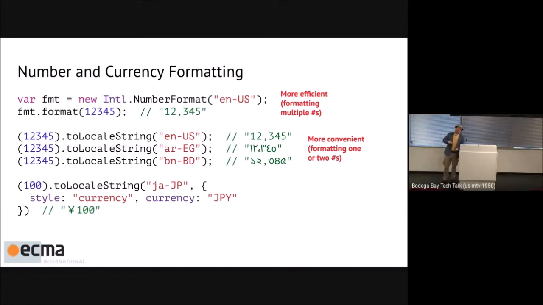So if you're formatting a lot of numbers, like a whole spreadsheet full of numbers, you probably want to use the version on top. However, if you're just formatting one or two numbers and you don't care about performance, it's fine to use the one on the bottom. That's more convenient. So that's when you'd want to use the top version versus the bottom version of the internationalization libraries. Does that make sense? Okay, great. I'm getting some nods. That's good.